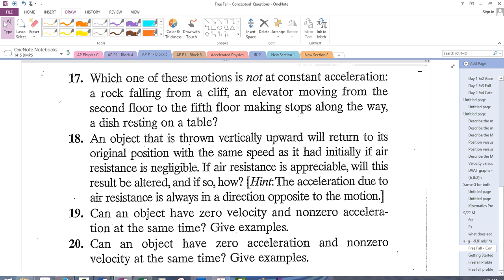Let's do number 19 first. Number 19. Can I have a zero velocity and non-zero acceleration? You can do.